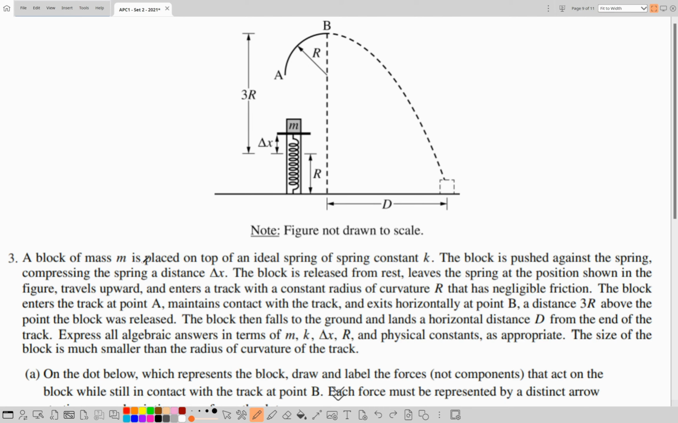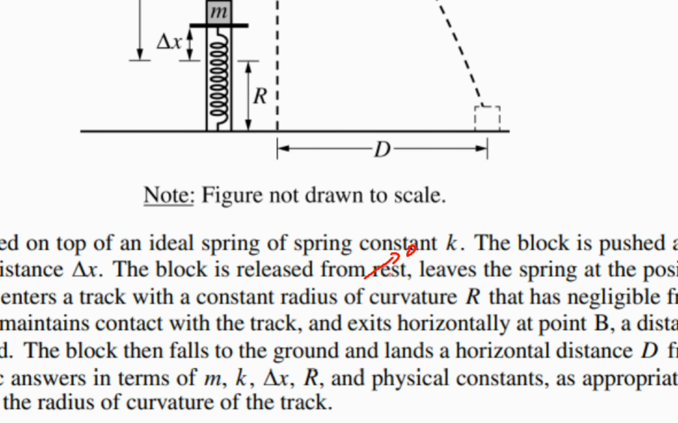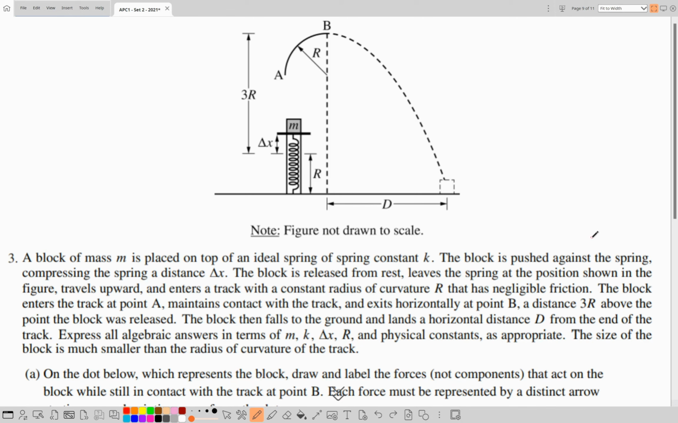Question 3: a block of mass m is placed on top of an ideal spring of spring constant k. The block is pushed against the spring, compressing the spring a distance delta x. The block is released from rest, which means that the initial speed is 0. It leaves the spring at the position shown in the figure.